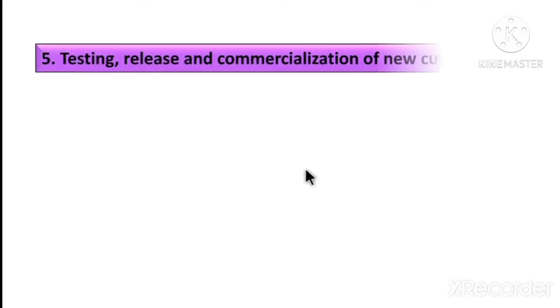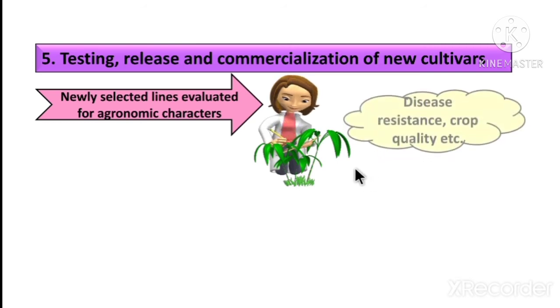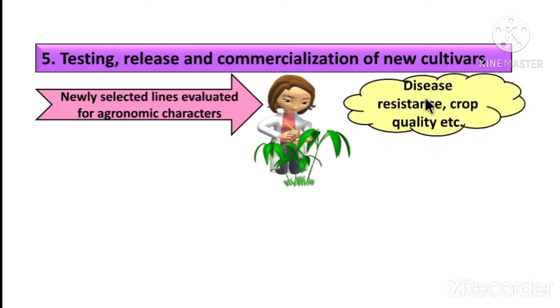Now the last step is called testing, release and commercialization of new cultivar. So the newly produced plant, after several generations of self pollination, will be selected by an expert technician for its agronomical characters. Agronomical characters in the sense the characters which we wanted to be present in the new plant. Whether those characters are there or not will be tested by the technician, like disease resistance, crop yield, etc.